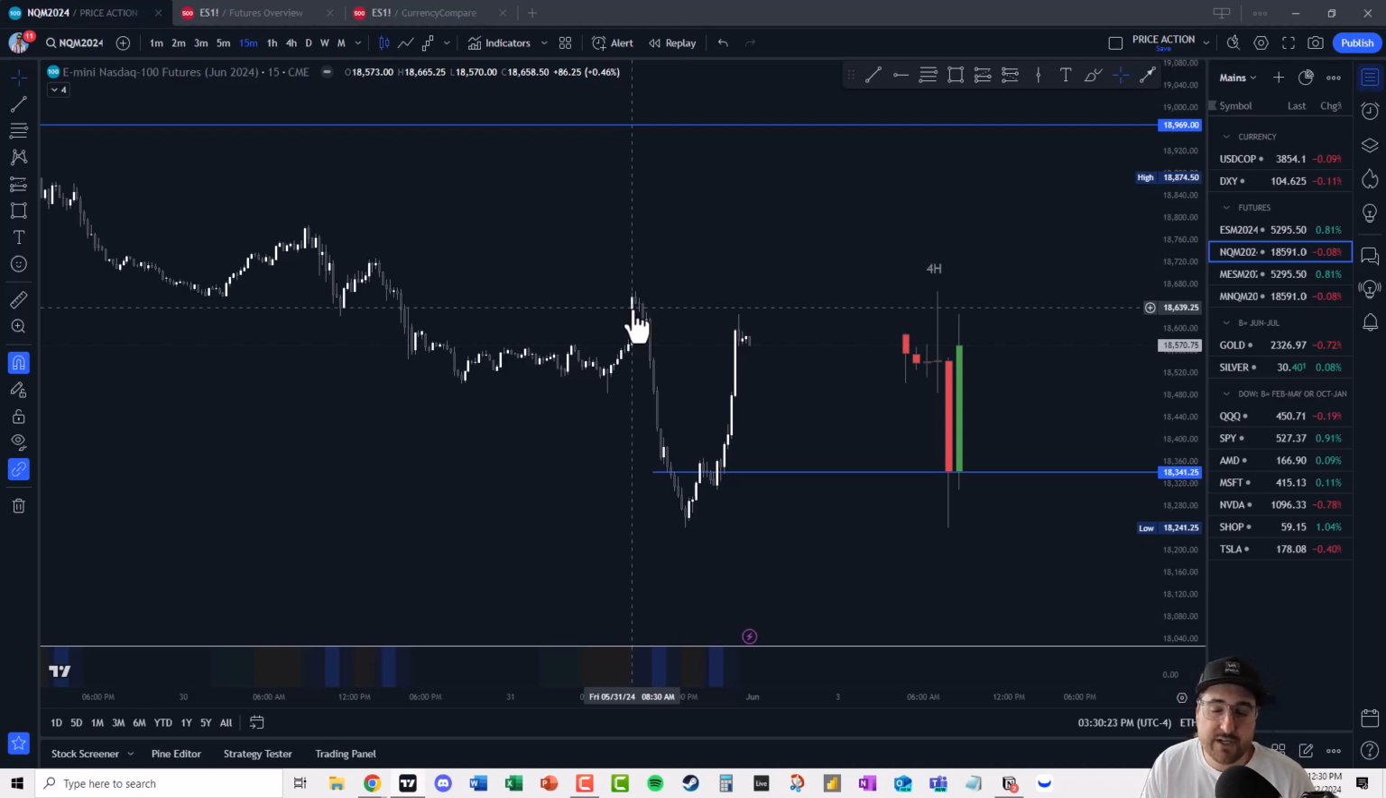Make sure you're ready for that because there's a lot of risk involved in this market. So make sure you plan, and hopefully this helps you plan for the week to come.